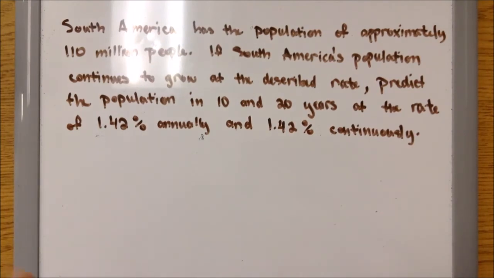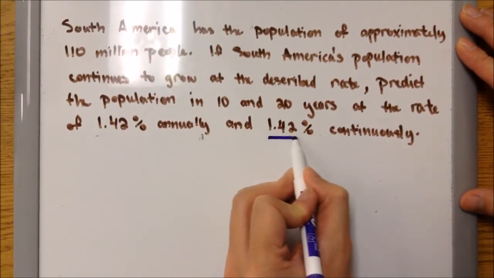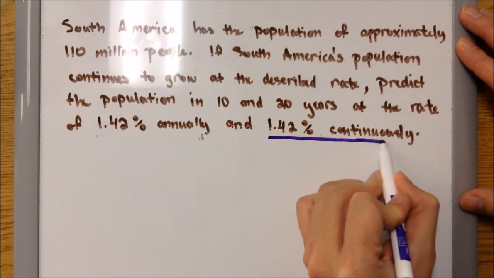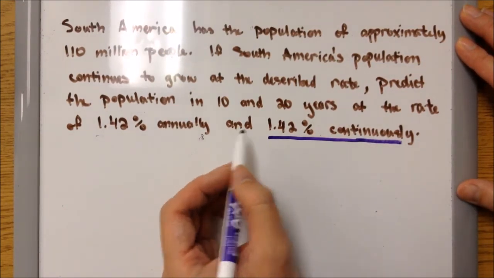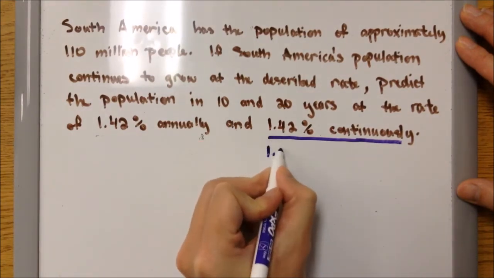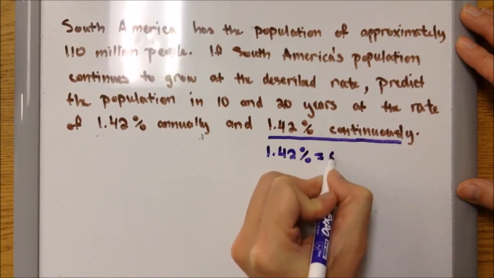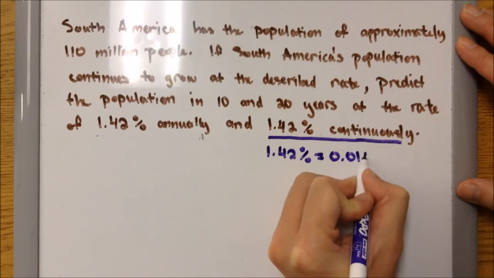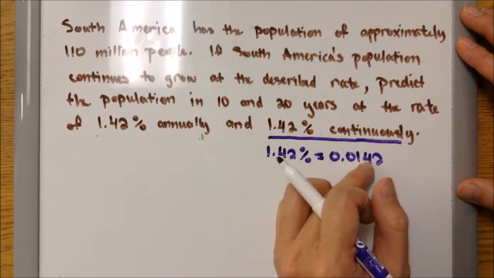Alright, again, we're still using the same problem as before, but now we're going to talk about 1.42% continuously. And just like before, when we're doing formulas, it's always best to use decimals if given in percent. So if it's 1.42%, then the decimal value is 0.0142. Again, all I did was move the decimal places twice, 1, 2, to the left.